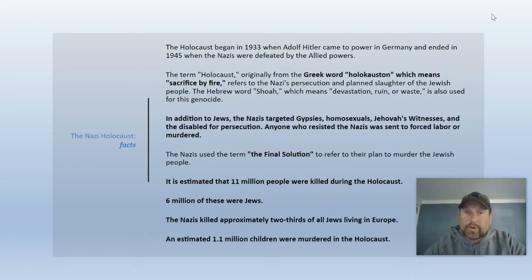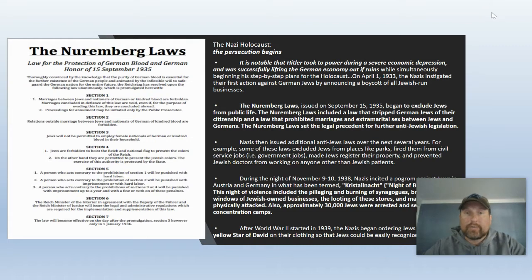Certainly, the largest target being Jews in Germany and Poland in particular, but ultimately the plan was for a worldwide domination here. And as a result, 11 million people were killed during the Holocaust, 6 million of them Jews. Almost two-thirds, estimates tell us, of all Jews living in Europe were slaughtered during the Nazi Holocaust. 1.1 million children died in the Holocaust.